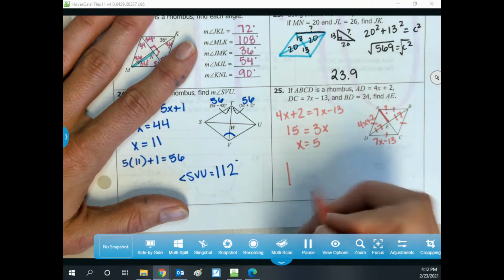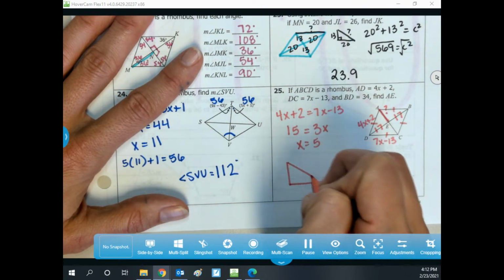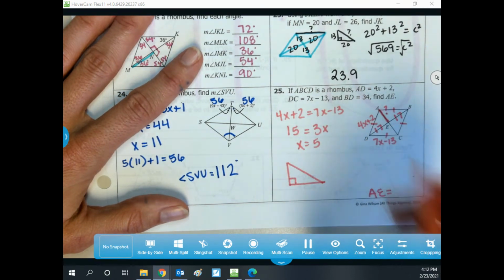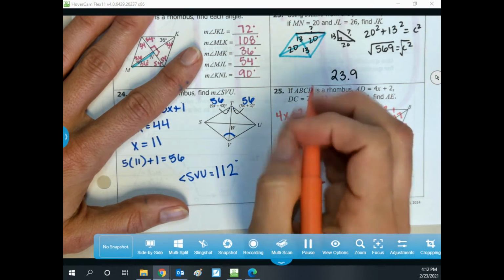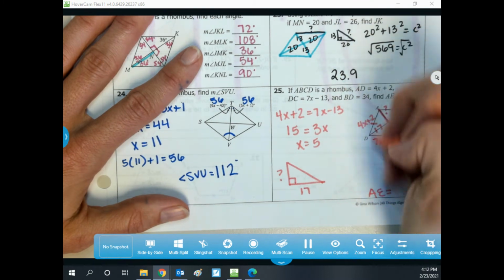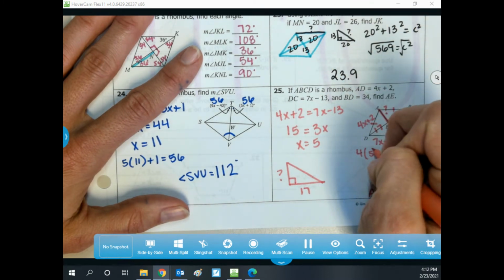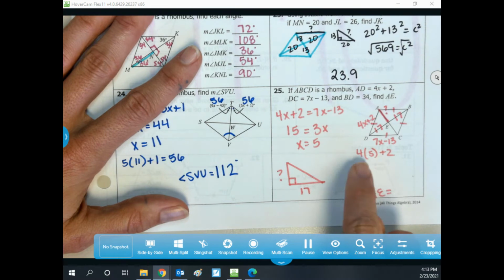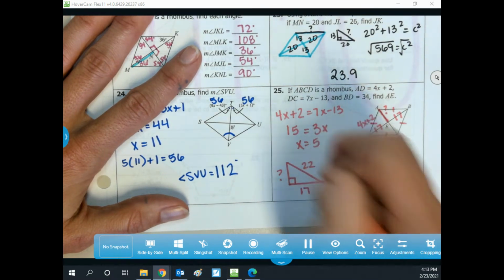Now, in order for me to answer this question, I have to use my right triangle. I know that one side is 17. I know I'm looking for the other side, and the long side, I got to plug in that 5. So 4x, so 4 times 5 plus 2, 20 plus 2 is 22.